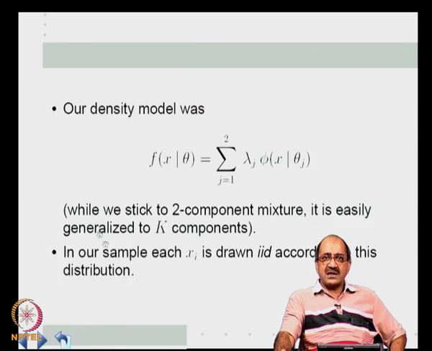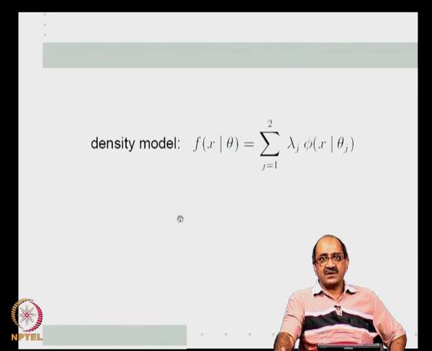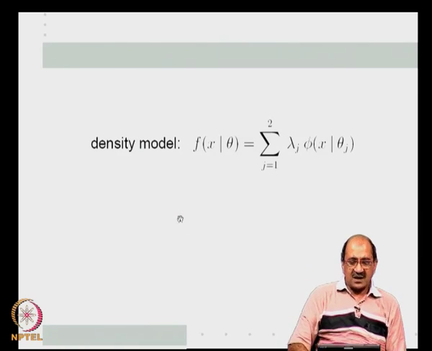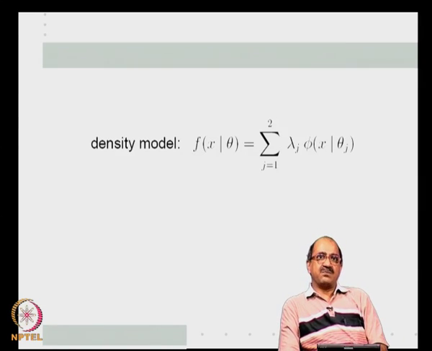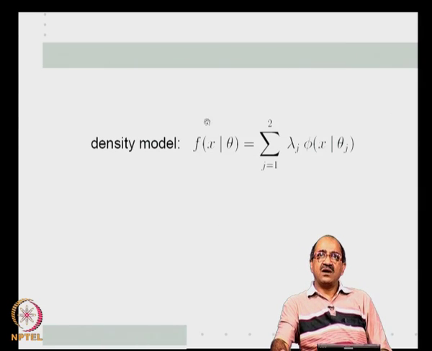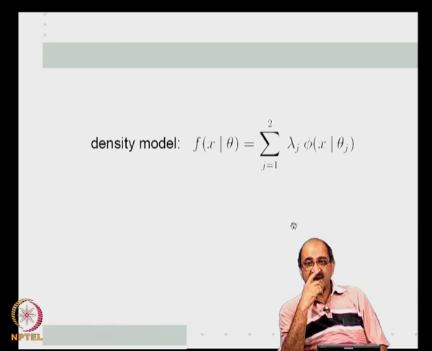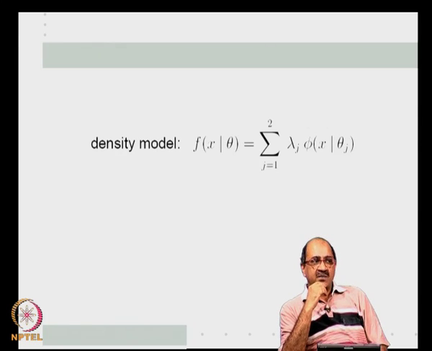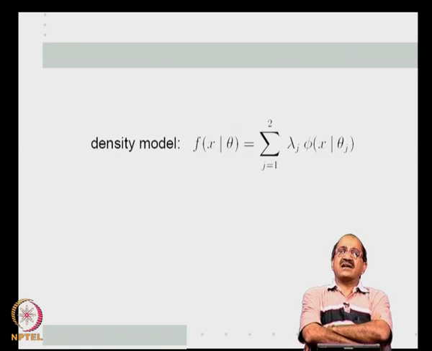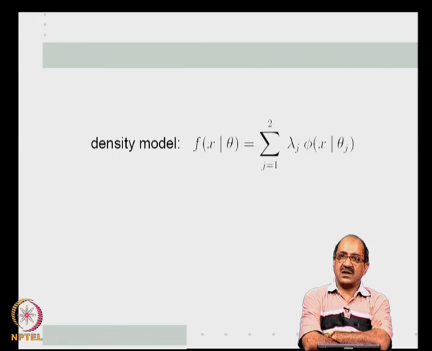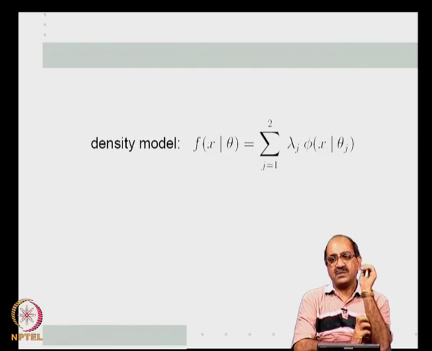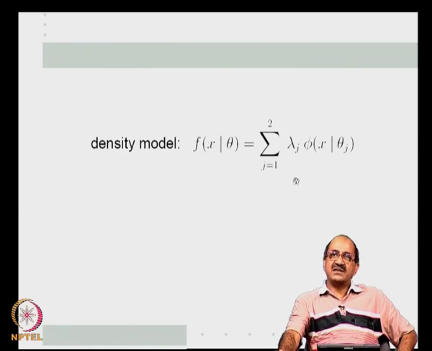So, when we have our samples, each xi is drawn IID according to this density. I can ask, how would I draw such samples? If this is my density model, how would I draw samples from it? Because there are different densities from which to draw. We are assuming that if phi's are normals, we can always generate random numbers with respect to a particular normal density. So, given any density, there are ways to generate random numbers. How do I generate with respect to a mixture density?